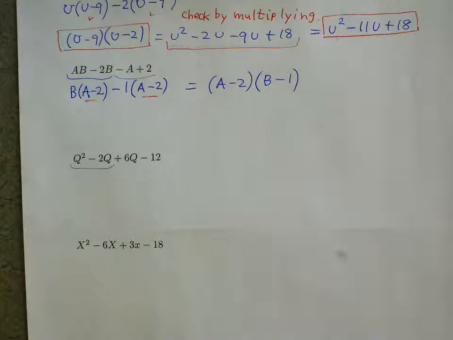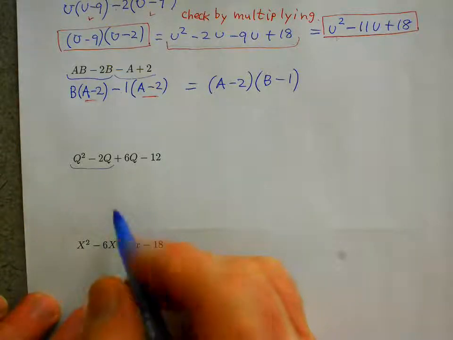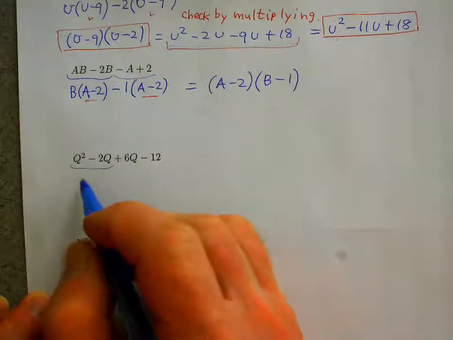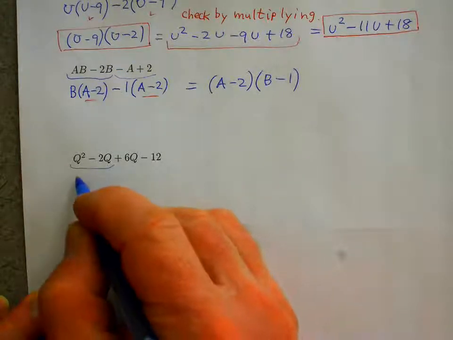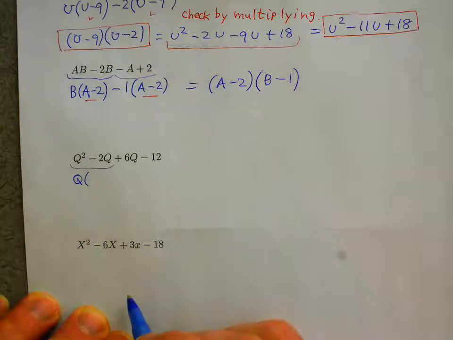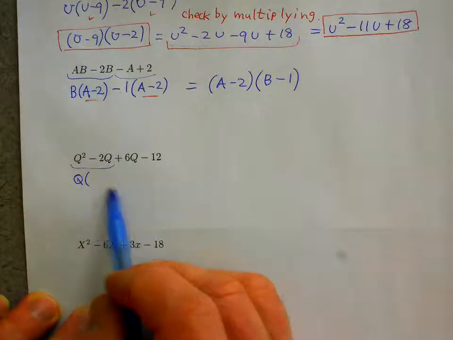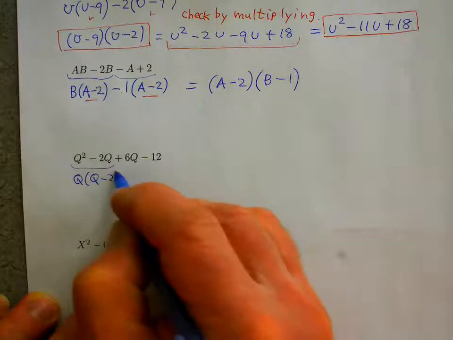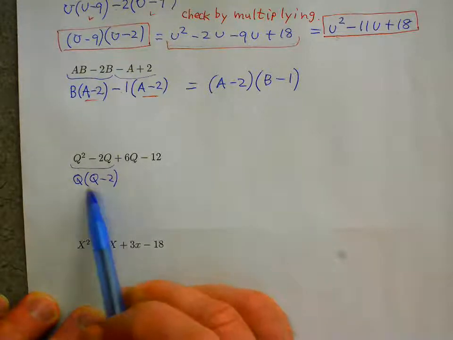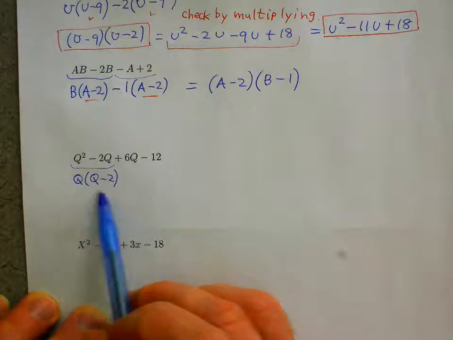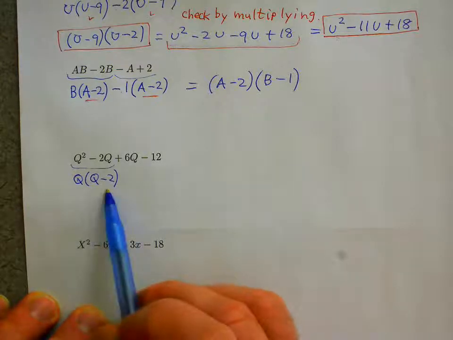So I got an answer. I'm going to write capital Q instead of lowercase q. So we factor q out, and the binomial that stays behind is q minus 2. And then verify by multiplying. So you can tell just by looking that we're on the right track.